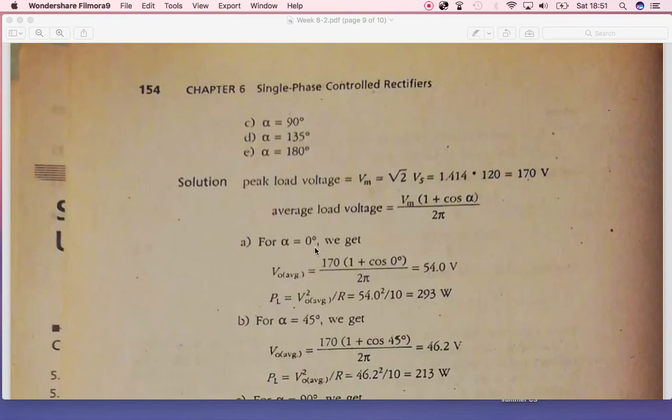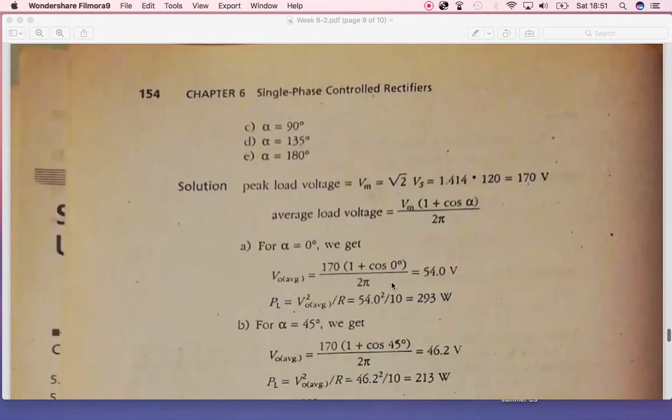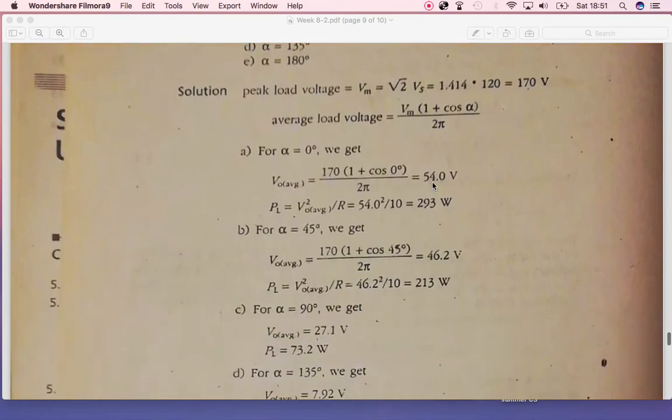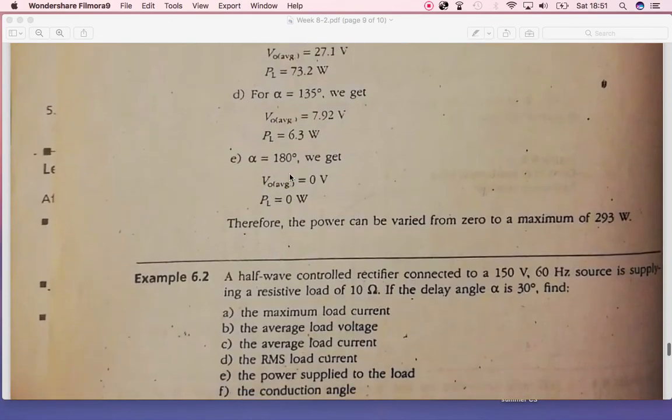So for alpha 0 degree we have the average voltage calculation, where we put this Vm over here to calculate the average load voltage, and we put the value of alpha, which is 0 degree, and then divided by 2 pi we have this 54 volts, which is the output voltage, and we multiply its square by R, which is already given to you as 10. Then we have the power at the load calculated, and we can do this calculation for all the values of alpha over here.